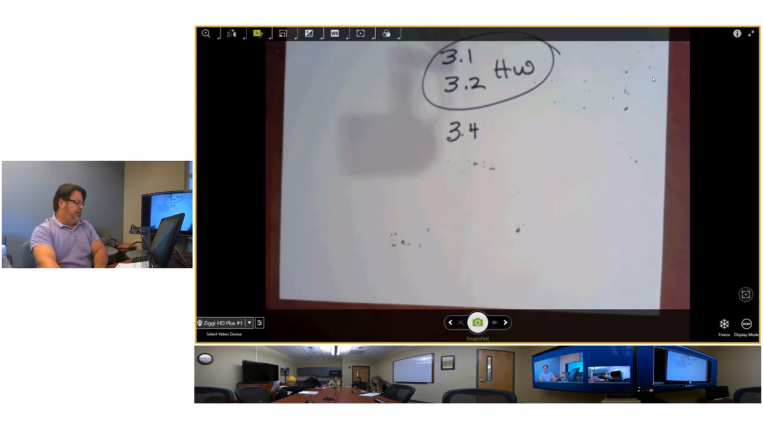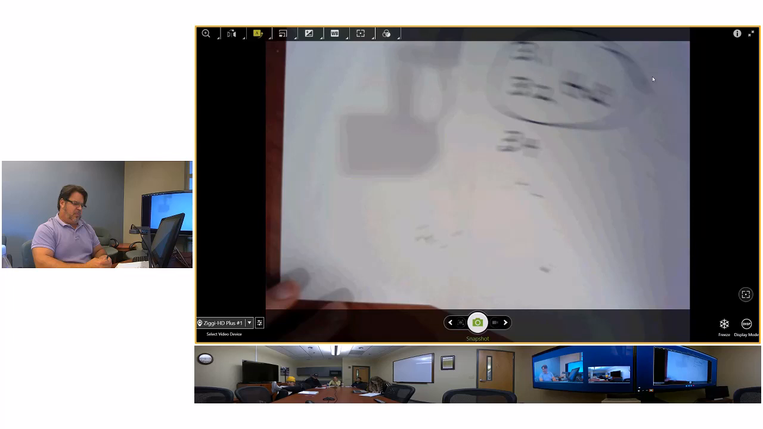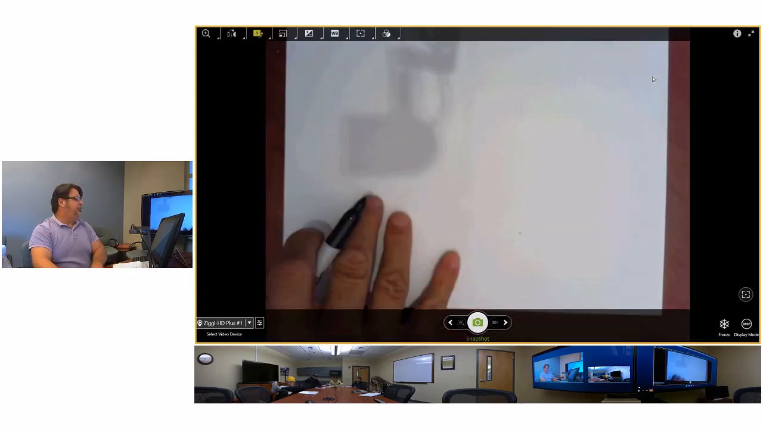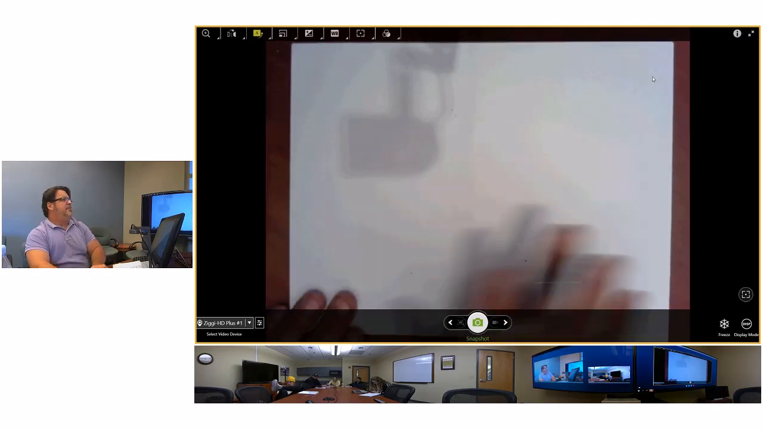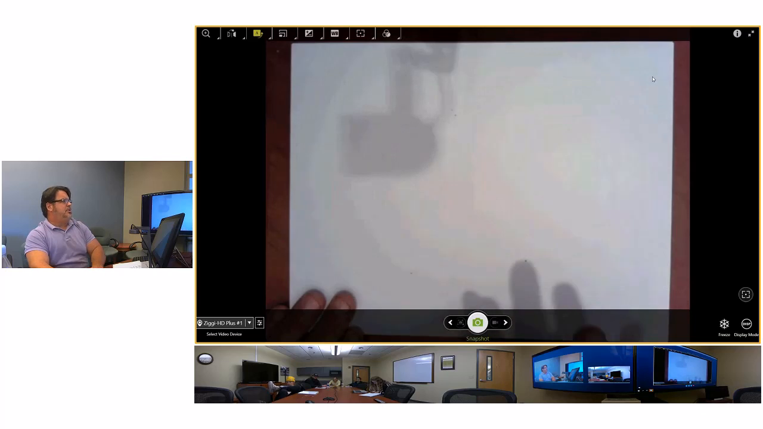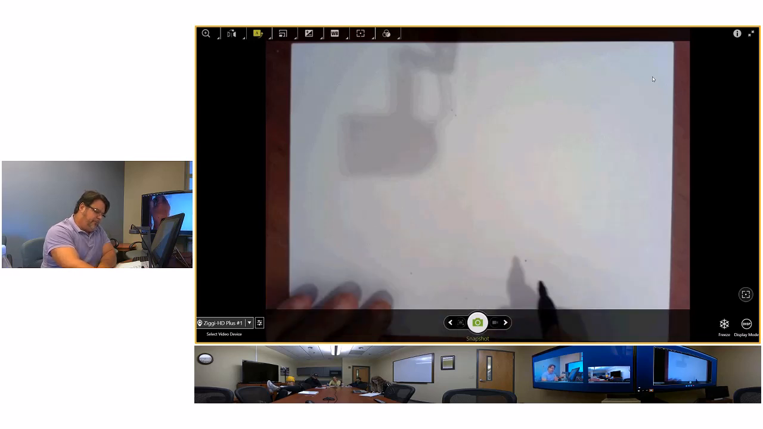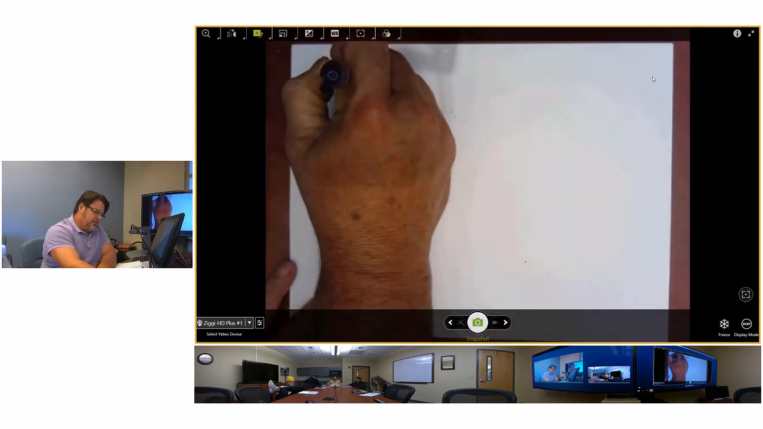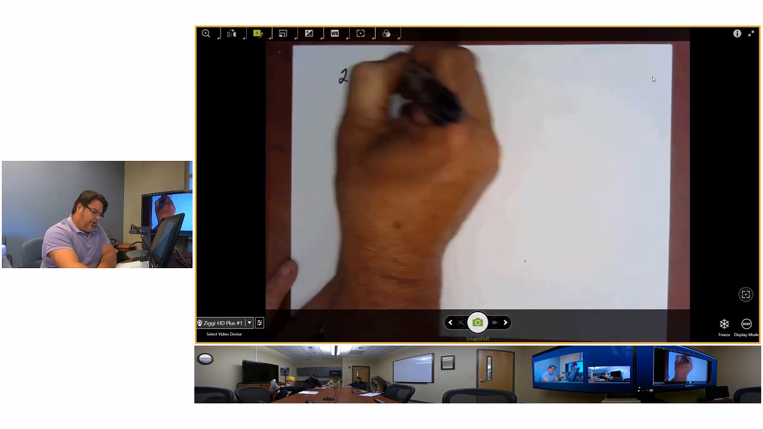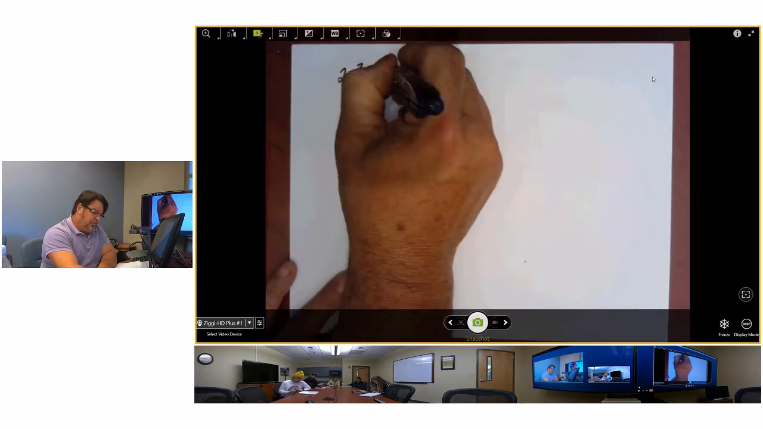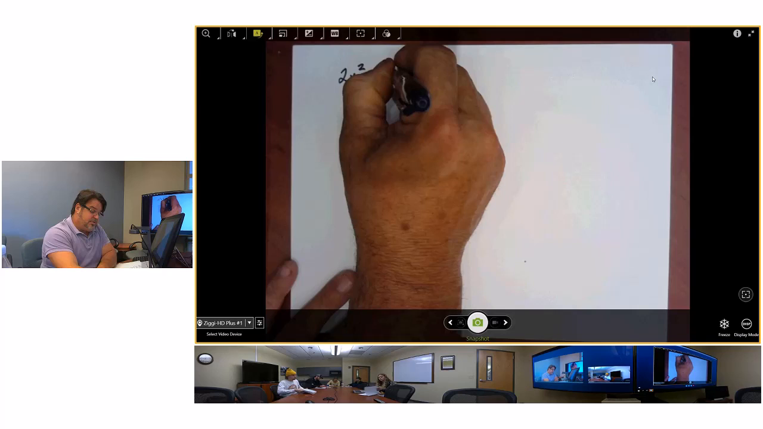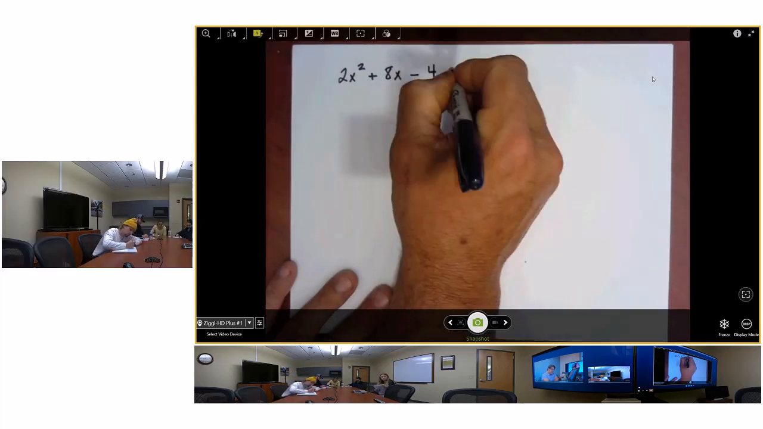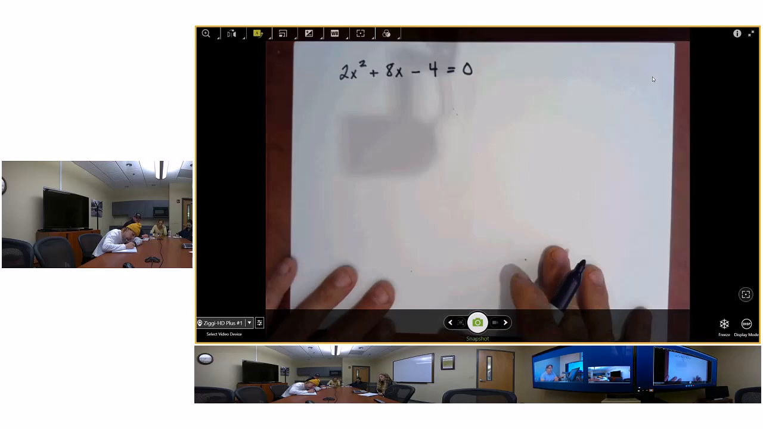Now, before we get into 3.4, I want to do one more problem and let y'all do it by yourself. And I want you to go through and do the whole thing: graph it, find the domain, the range, the increasing and the decreasing values, and the line of symmetry. All right? So here we go. 2x squared plus, I'm going to be nice to y'all, let's make it 8x minus 4 is equal to 0.